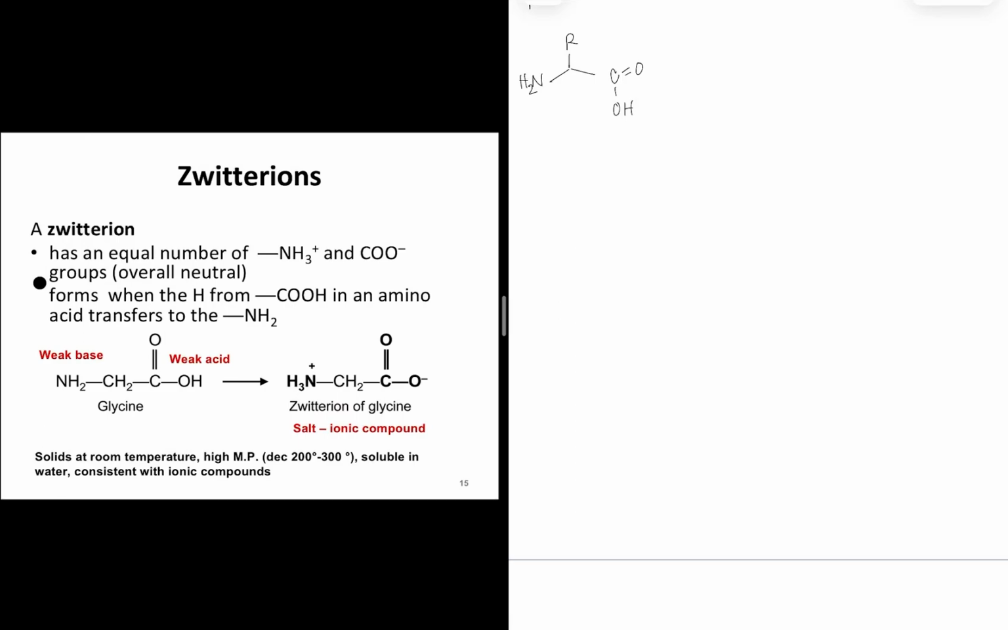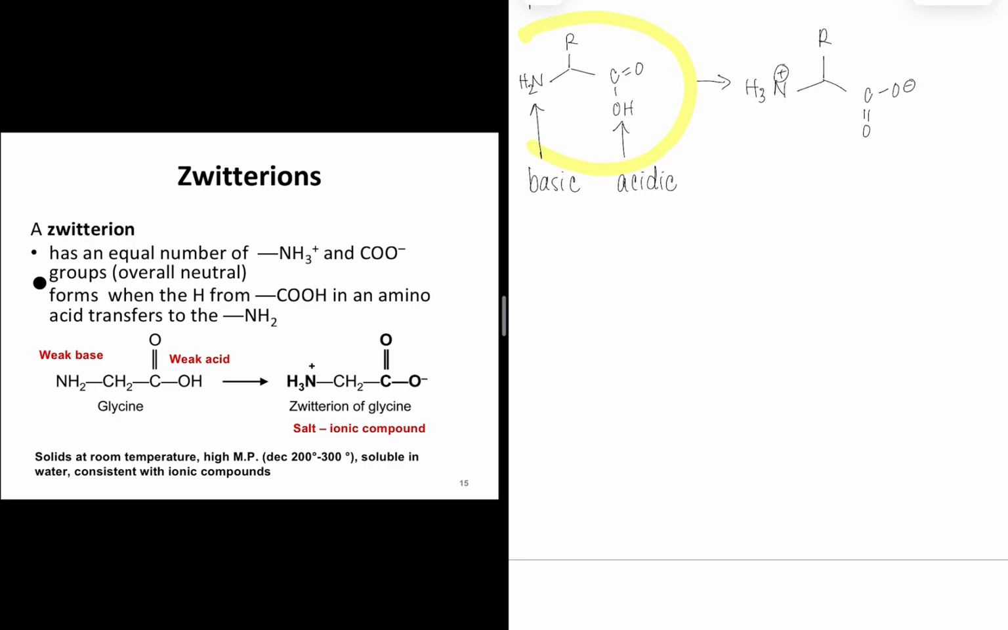We're here to talk about zwitterions today. Zwitterion comes from a word that means hybrid. We've drawn amino acids like this so far with the carboxylic acid. Because the amino part is basic and a carboxylic acid is acidic, these molecules typically exist in a form where the amine end has a positive charge and the carboxyl end has a negative charge.